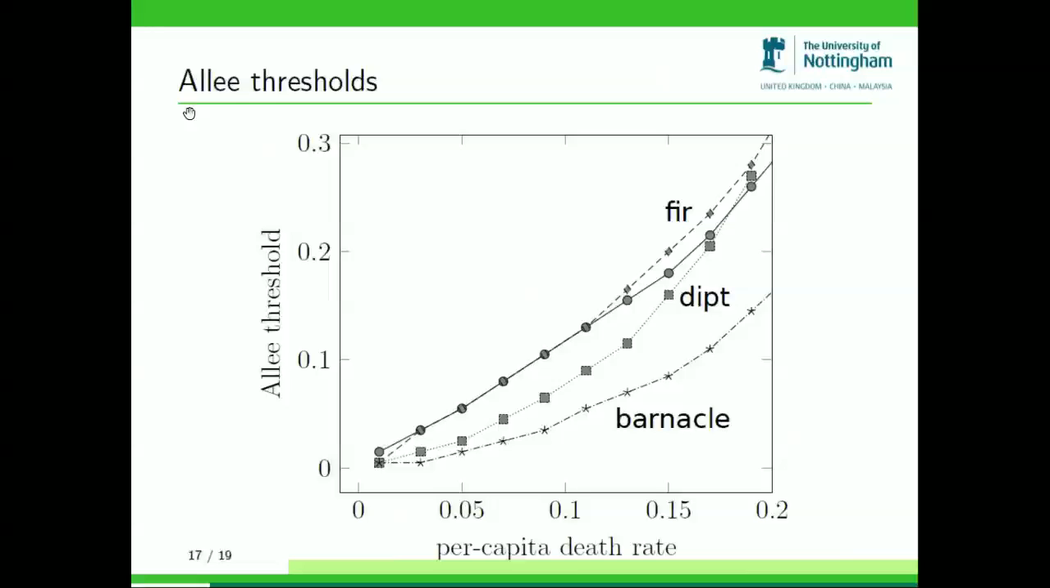For the dipterocarp, it's below, the Allee threshold drops because they gain the advantage of having mating partners close by after they've dispersed. Although once you get high death rates, those clusters break down, they lose that advantage, and actually they're quite sensitive. The populations collapse at a relatively low per capita death rate. And then finally, for the barnacles, the Allee threshold always stays low because they've got the advantage of local mating partners, but also the advantage of long distance dispersal to get away from the local competition.